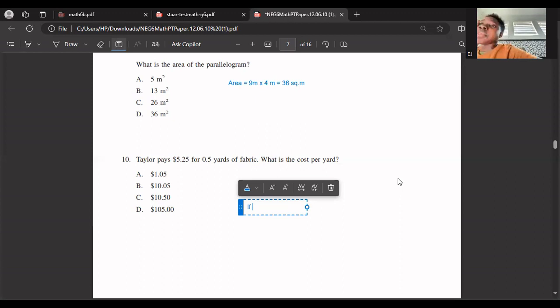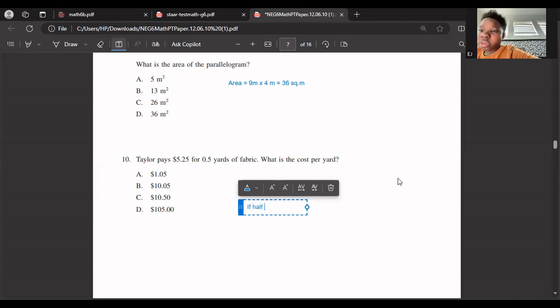Should we just multiply this? You don't need to multiply. That's why I said understand it. Read it again. Taylor pays $5.25 for a half a yard of fabric. Half a yard of fabric. So good. For a full yard, what will he pay?